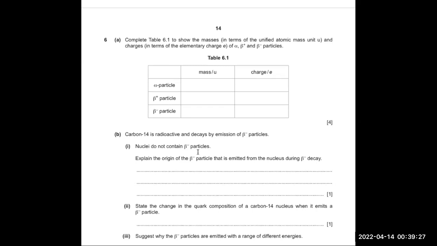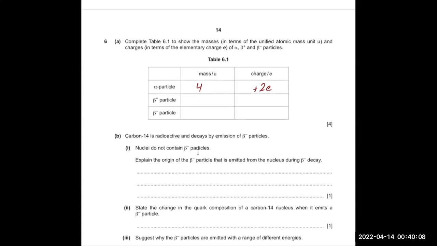So for an alpha particle, an alpha particle is basically a helium nucleus. It's made up of 2 protons and 2 neutrons. Each proton has a mass of 1 U, and each neutron has a mass of 1 U. So the total mass in terms of U for an alpha particle is 4 U. An alpha particle is a helium nucleus, so the 2 electrons that it had are stripped off, and it has a charge of plus 2 e. Because they've mentioned U and e in the table, we won't write them here. So plus 4 and plus 2.